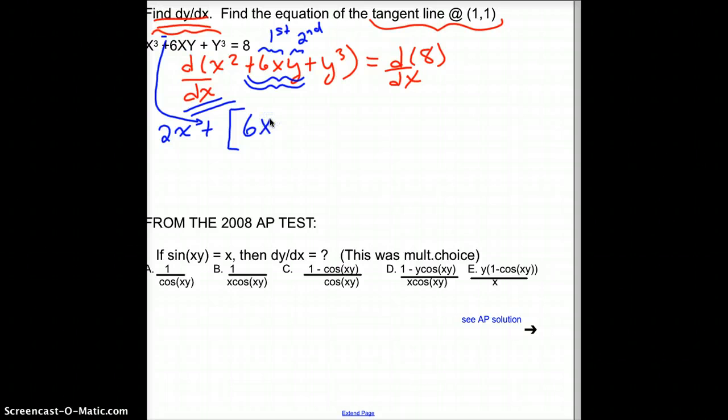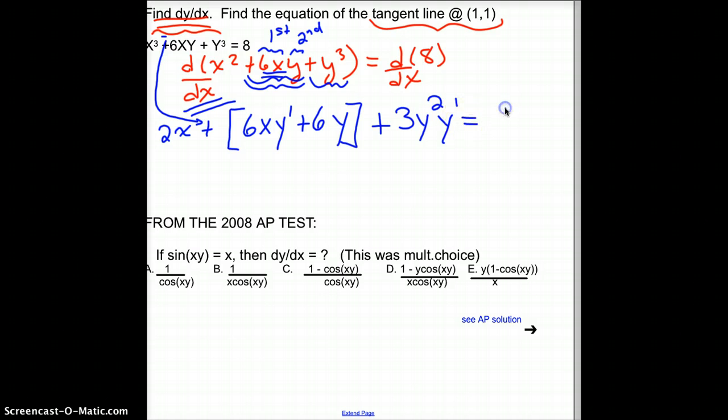Well, the derivative of y is simply y prime. Then we do plus the second function, which is y, times the derivative of the first function, which would be 6. Then I've got to take the derivative of y cubed. So again, I power rule it and then take the derivative of the guts. And I set that equal to the derivative of 8, which is 0.